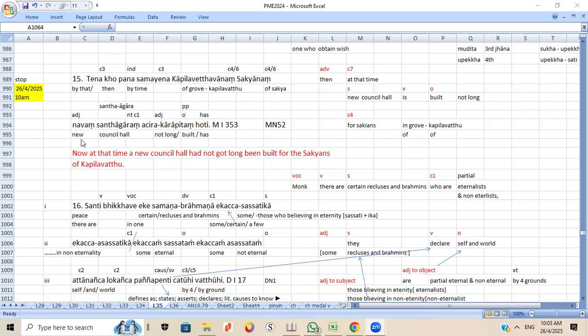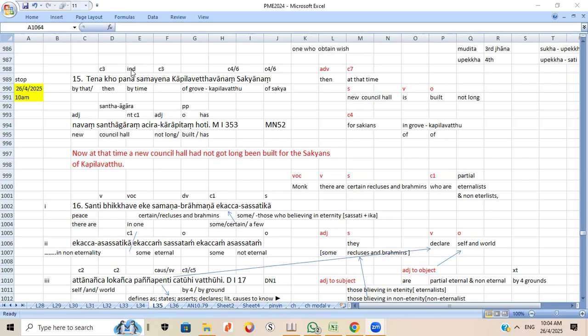Good morning, everybody. Tena ko pana samayena. Can you see the Tena and the samayena? They are one pair, even though they may not be side by side. Always remember, this is rather common in the way spoken Pali is used. The word ko is a kind of emphasis. Pana is "then". So these two go from here to here. This is rather common.